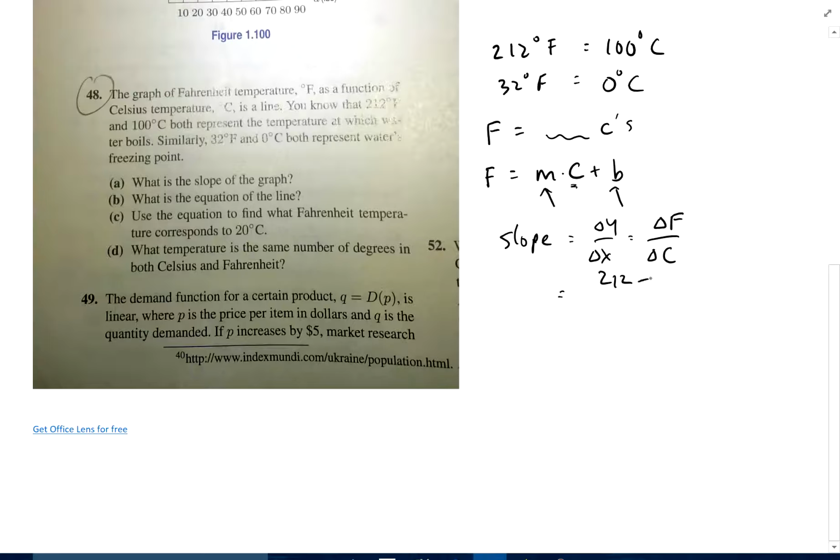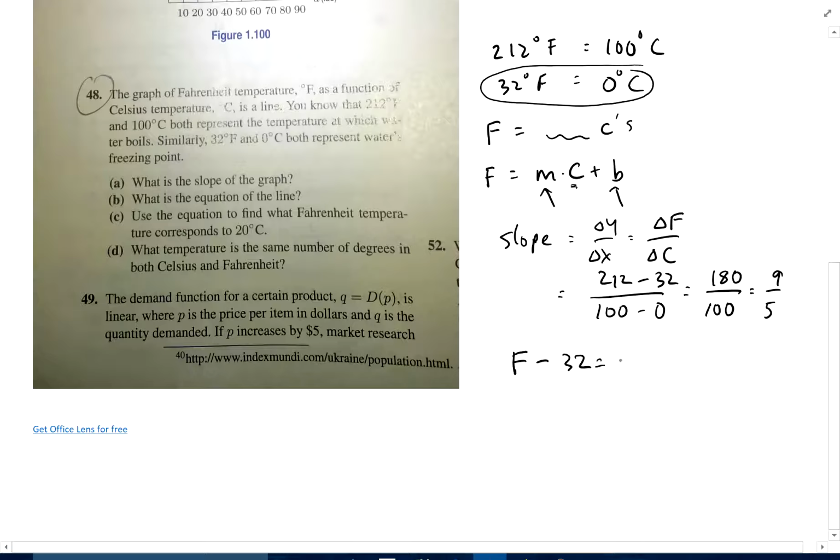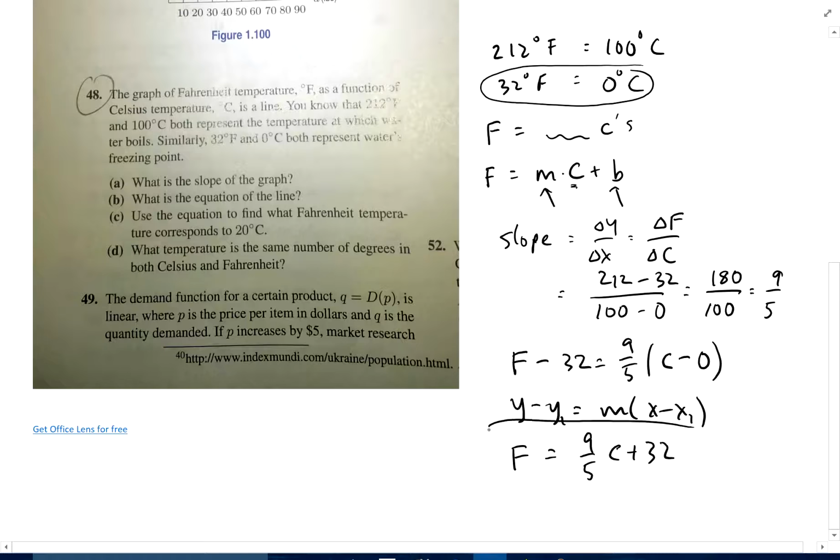So the slope is 212 minus 32 over 100 minus 0, which is 180 over 100. Divided by 20, that's 9/5. So there's my slope. For the equation of the line, I can use my point slope formula, which is probably the easiest. I'm going to use the point with a 0 because it's easy: F minus 32 equals 9/5 times C minus 0. That's the point slope form, y minus y1 equals m times x minus x1. So the equation of the line becomes F equals 9/5 C plus 32, which I'm sure you guys have seen before.